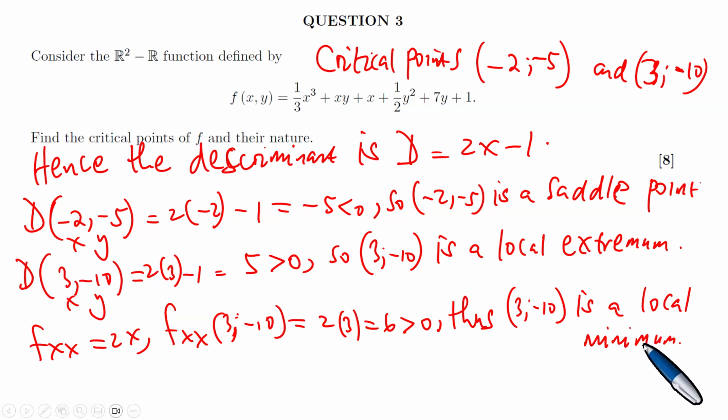It is a local minimum because fxx is bigger than zero, as much as the discriminant is also bigger than zero. Otherwise, it becomes a local maximum. Now, we need to spend a bit more time on the classifications of these, because there are lots of classifications that we need to learn, and I'm here to spend more time on this section of critical points and their nature.